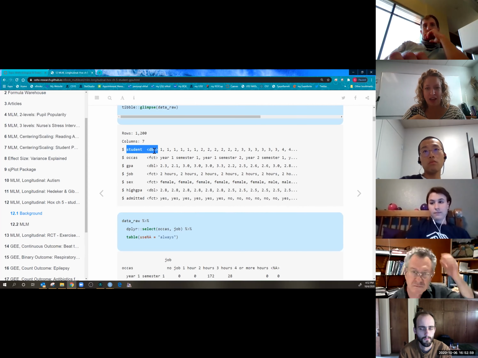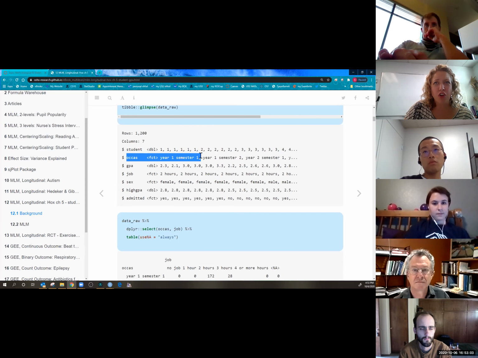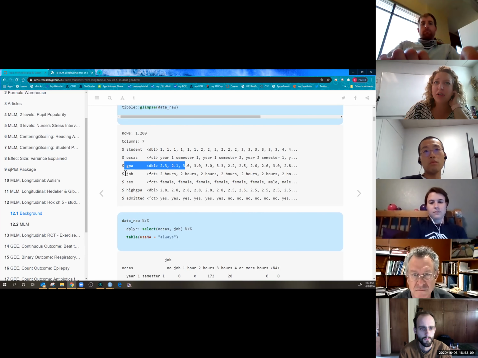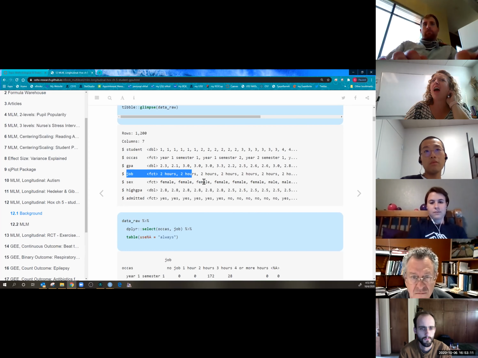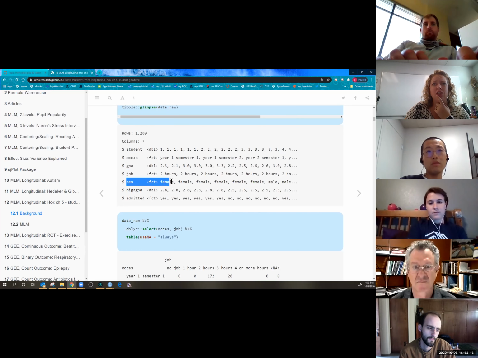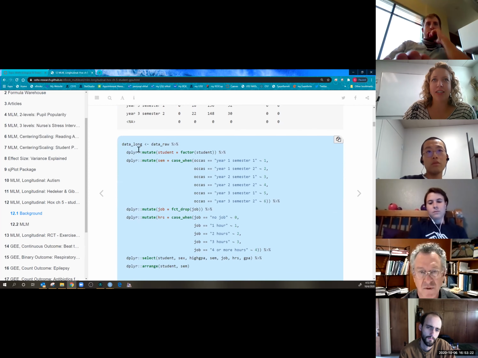So we probably want to make that a factor. Occasion, this first year, first semester, first year, second semester, that's really not helpful. We need to work with that. GPA is probably okay. Job is a factor. Might want to do something with that. Female is being treated like a factor. That's great. High school GPA is numeric. That's fine. So this is what I did.